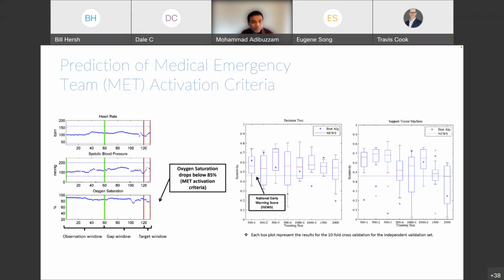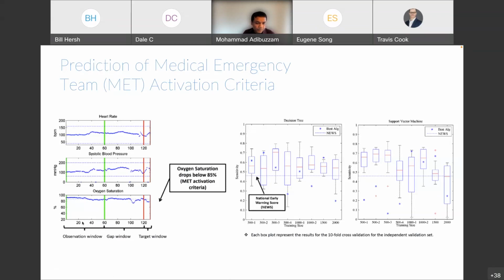So if the heart rate increases or falls below certain range, this criteria is triggered and an emergency team actually goes to resuscitate or help the patient. Same with systolic blood pressure or oxygen saturation. So in this case, this medical emergency team activation criteria was triggered because if you look at the target window, and this was actually, to the best of my recollection, a contest or a challenge.